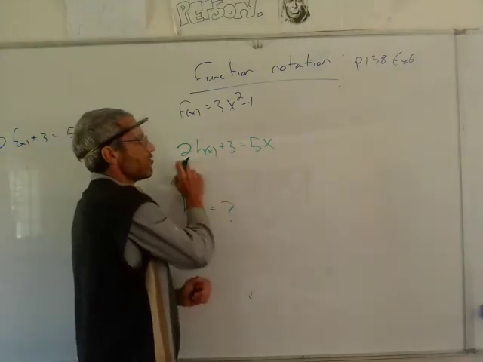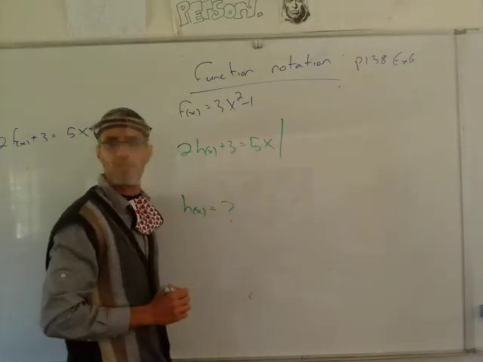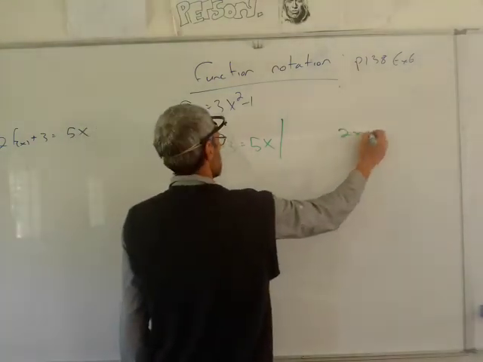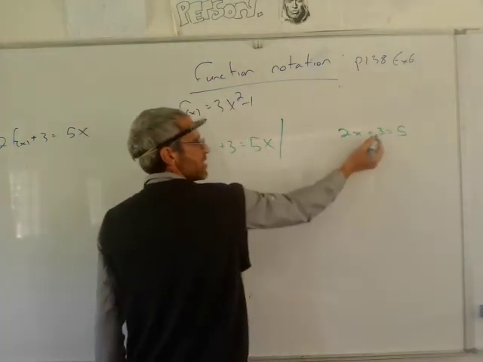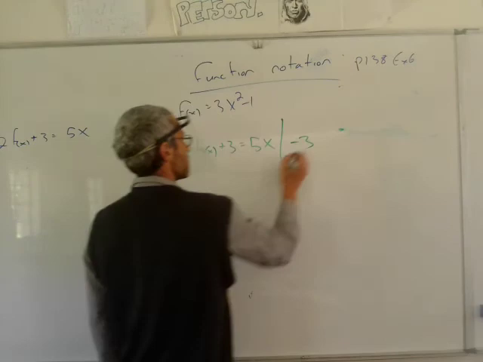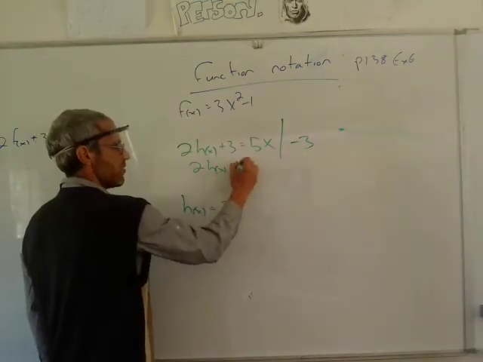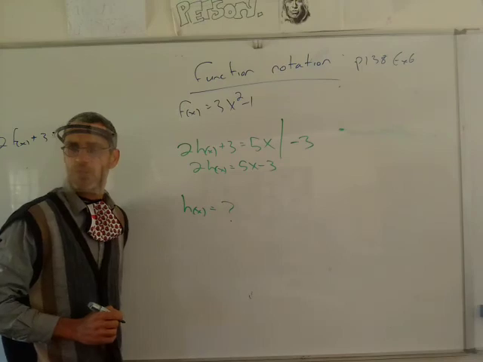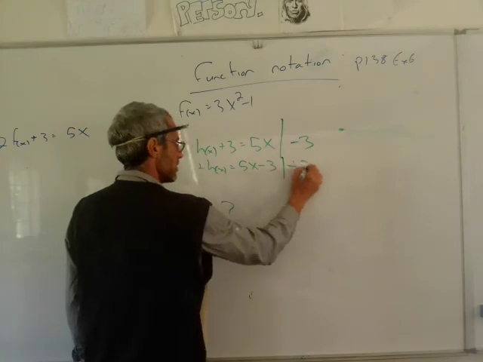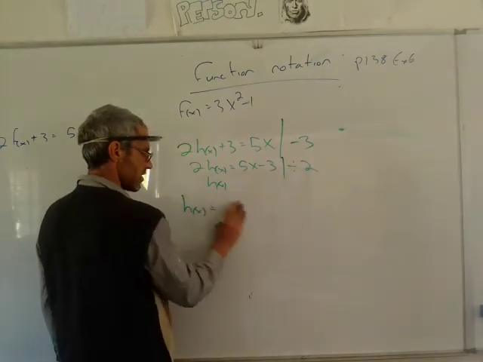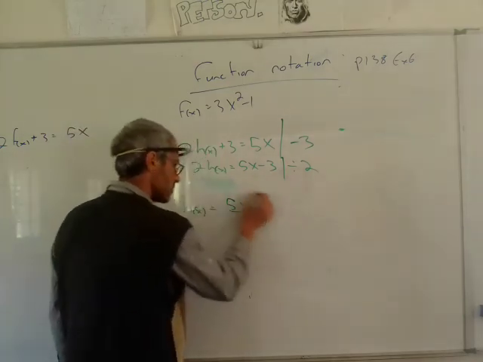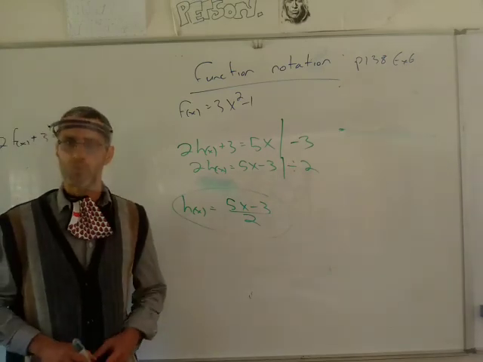We want to solve it, not for x, but for h of x. We want to get rid of the 2 and the 3. So which one are we getting rid of first? The 3. Like in algebra, if I had, let's say, 2x plus 3 equals 5, what's the first thing? To get rid of the 3, before you get rid of that 2. So we're going to do minus 3. So we're going to get 2h of x equals 5x minus 3. And then, how do we get rid of the 2? Divide by 2. So here's the answer: h of x equals (5x minus 3) divided by 2.